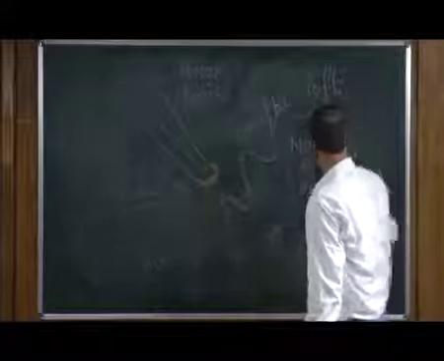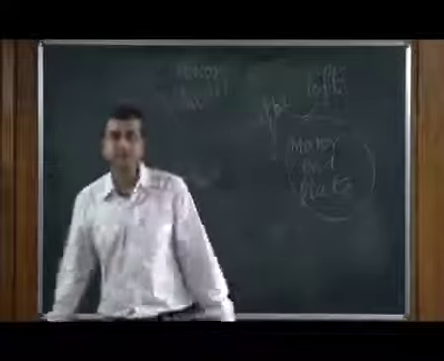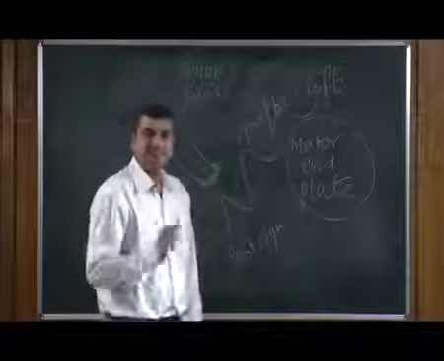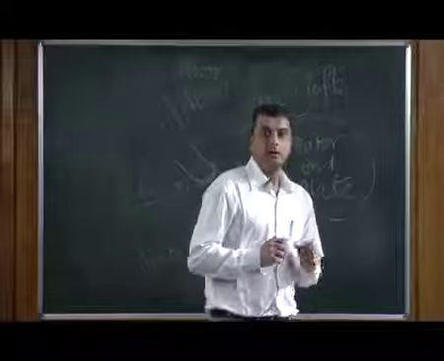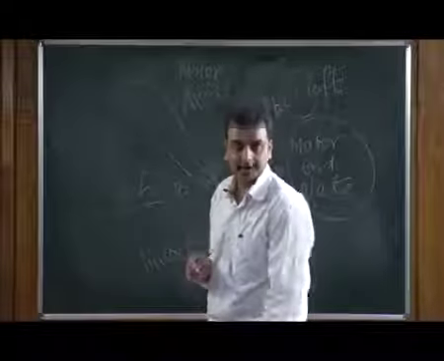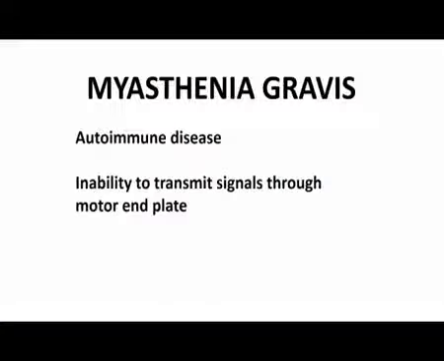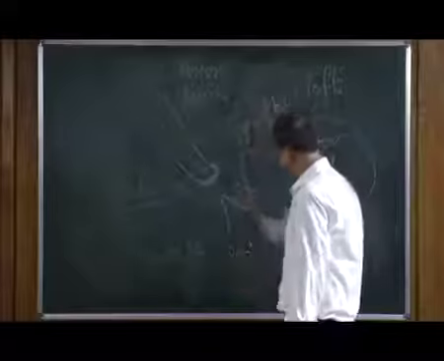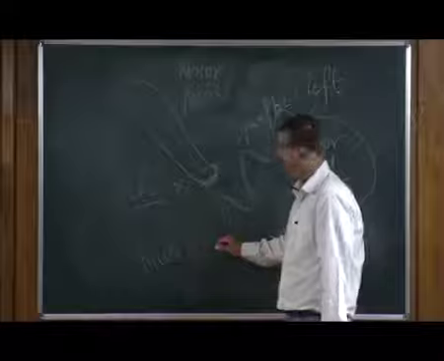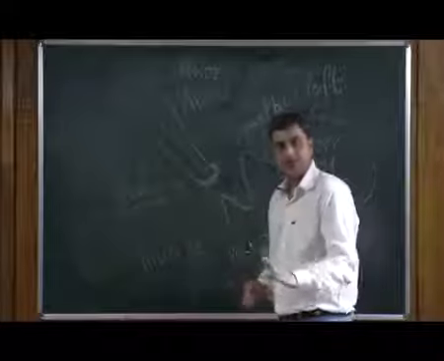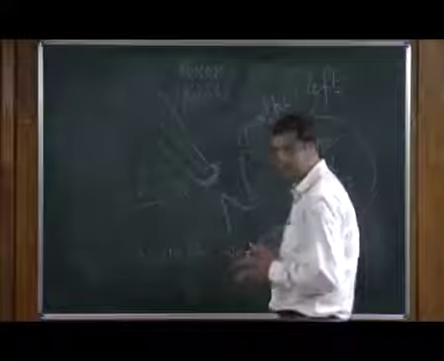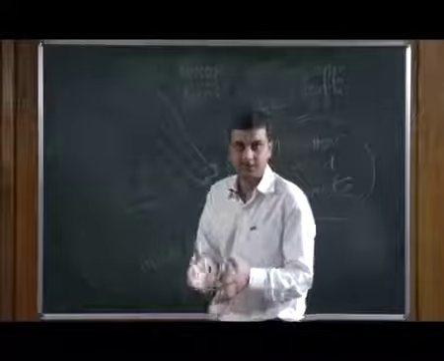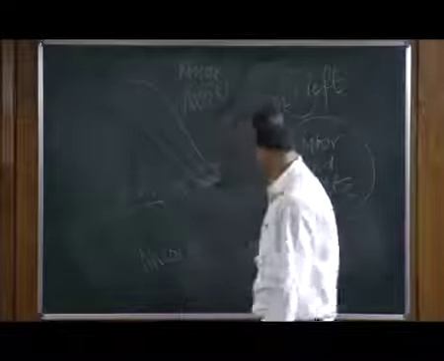This whole area is responsible for the disease condition myasthenia gravis. Let us see one more time in the slide, myasthenia gravis. This is an autoimmune disease. What is happening? There is an inability to transmit signals through the motor end plate. Now, we draw on the figure here. There are 3-4 possibilities, but we will describe the most plausible theory, the most applicable one.